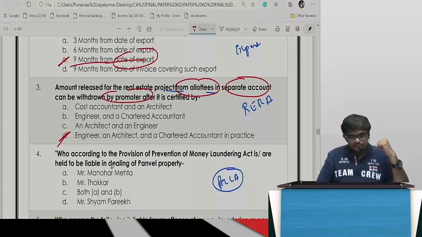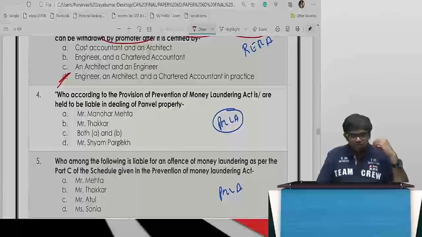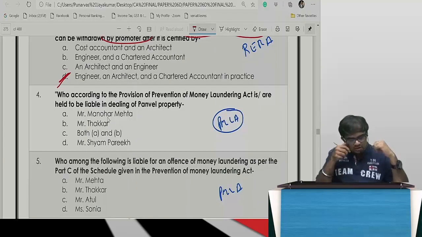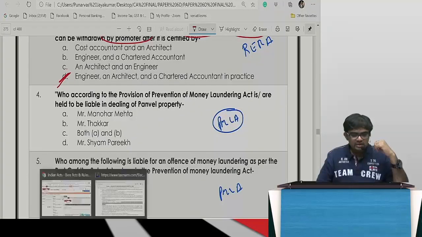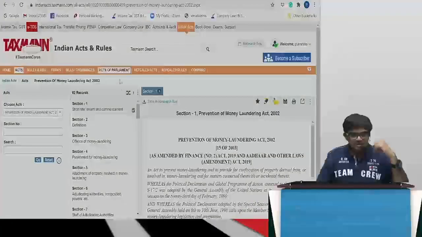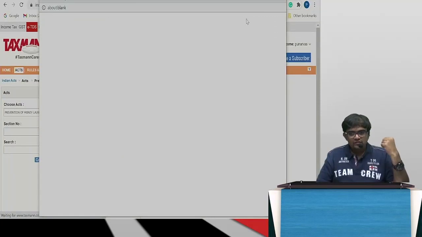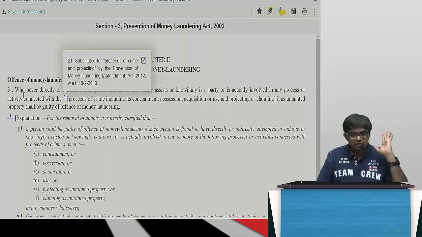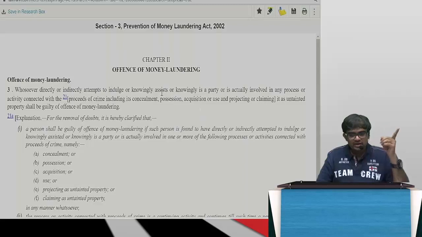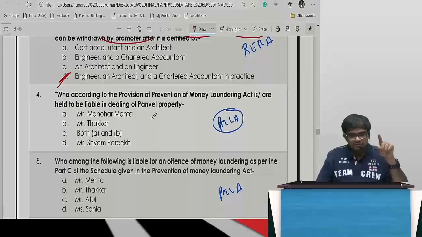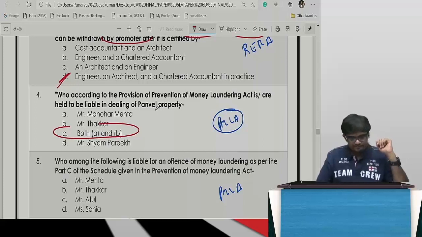Very simple. Who, according to the provisions of PMLA, shall be liable for dealing? Manohar Mehta and Mr. Thakur. So who will be liable here? If you see under the Prevention of Money Laundering Act section 3, offense of money laundering, we have seen that whosoever directly or indirectly, knowingly assists or is a party involved in the process. So here both of them are involved in the process, not just Manohar Mehta but also Thakur, because all the cash dealings were done. So it is option number C.